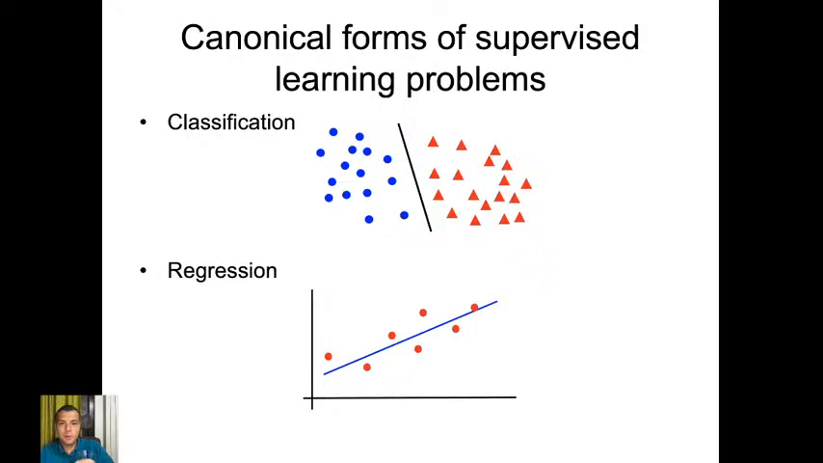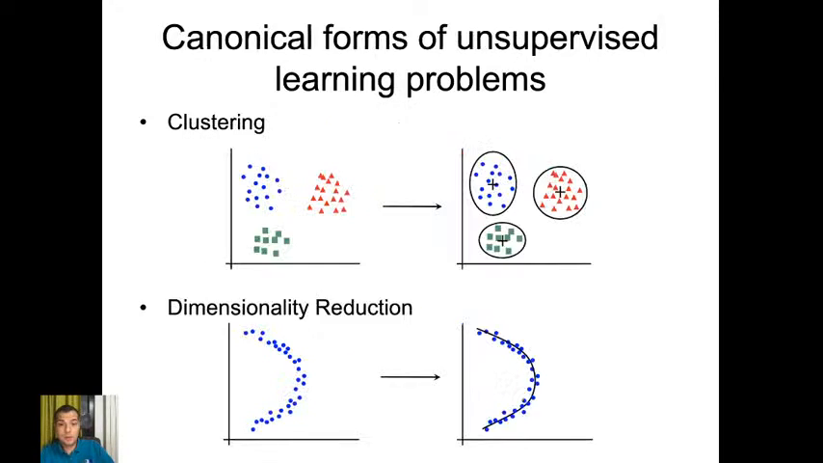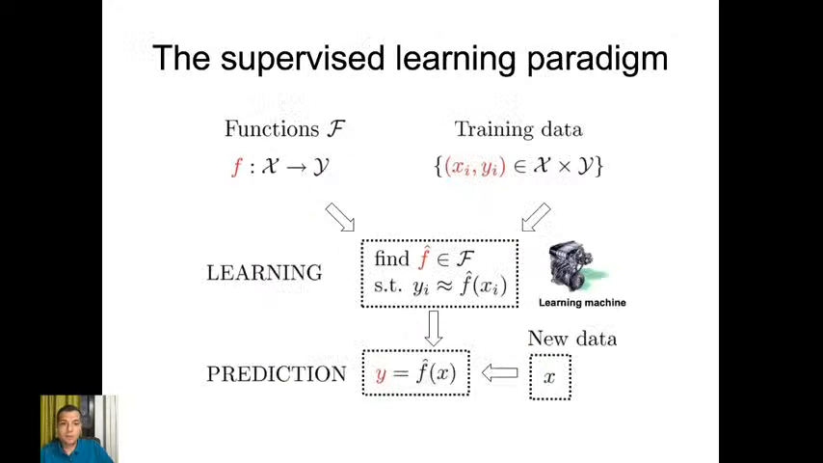In supervised learning we have two canonical forms of problems, the classification problem and the regression problem. And in unsupervised learning we again have two canonical forms. One is clustering, which can also take a hierarchical form. This picture is just a partitioning of the data set, which is flat clustering, but we can also have hierarchical clustering. And we also have another task called dimensionality reduction. This is just to reduce the points to a lower dimension.